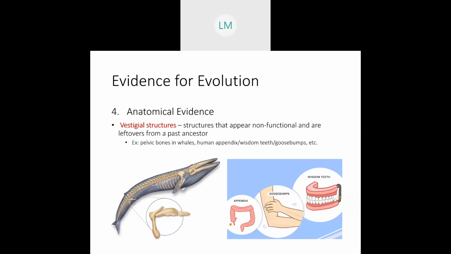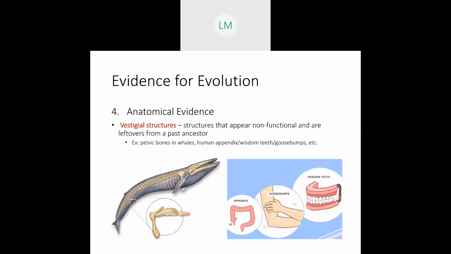Humans have a lot of examples of vestigial structures. One of them is our appendix, right? We don't actually use our appendix anymore. It's left over from an ancestor that needed to digest plant matter a little bit more than we do now. So we don't use it, but it's still there.